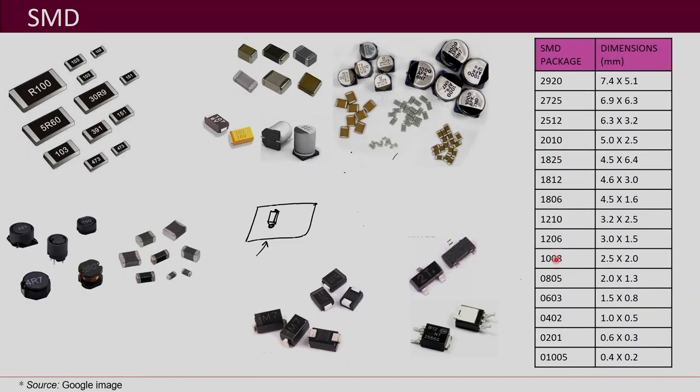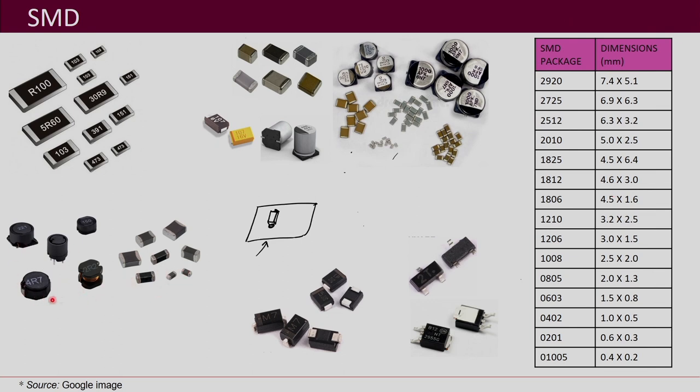in SMD packaging. And in SMD also there are different packages, that means the dimensions are different. Now, here you can see that this one is an 1825 SMD package. This is the dimension, 4.5 by 6.4. Here the height is not mentioned, only this surface dimension is mentioned. And if you compare it with this one, 1806, here you can see that it is 4.5 by 1.6, that means this is further smaller. So, different packages are there, and depending on how small and compact you want, you can choose the SMD package accordingly.